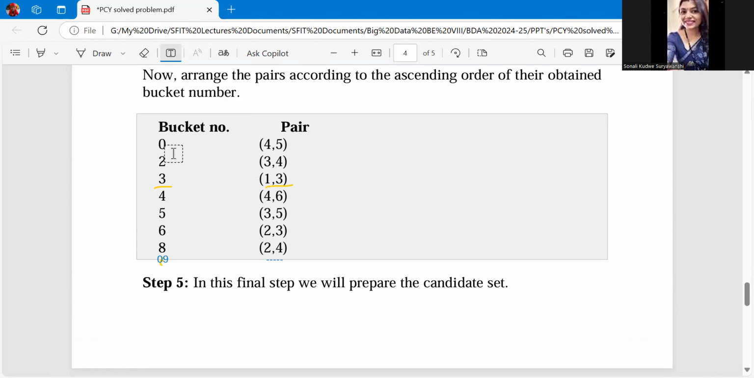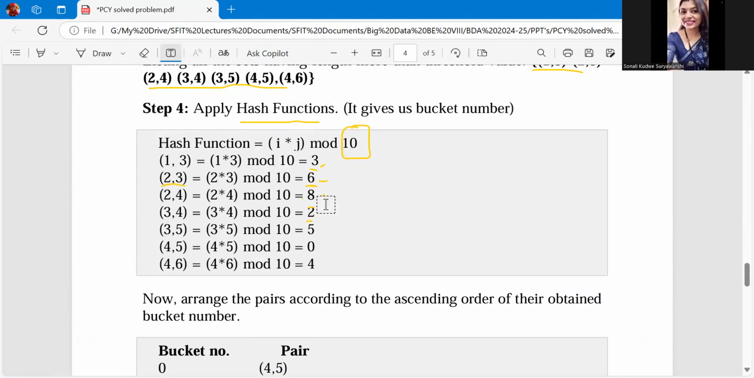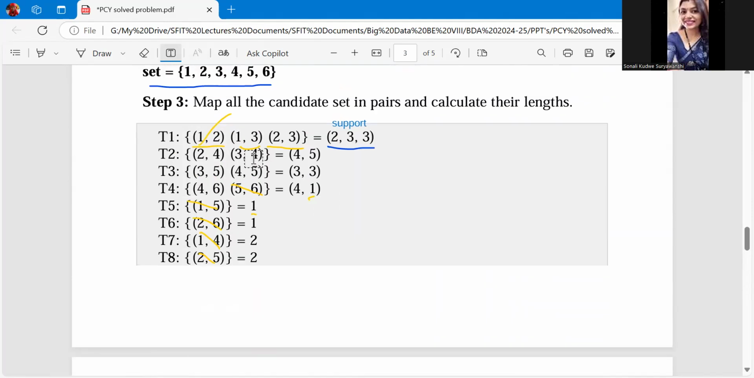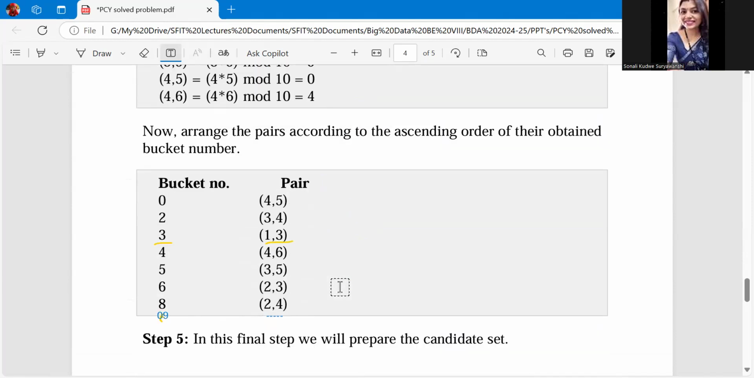So here the bucket number 0 holds the support count of 4 comma 5, and we know that 4 comma 5 was observed. If you look at this table, you will know that 4 comma 5 was observed 3 number of times. So bucket 3 is going to hold the support count of 4 comma 5, which is 3.